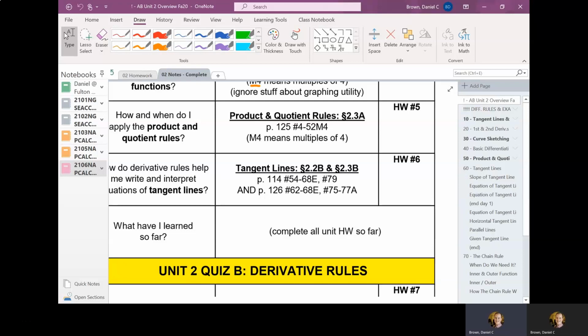We are going to finish these notes tomorrow and look at some applications of the tangent line. But for now, the rest of your assignment today is to continue working on homeworks numbers 4 through 6.